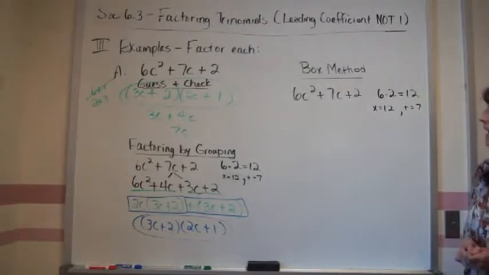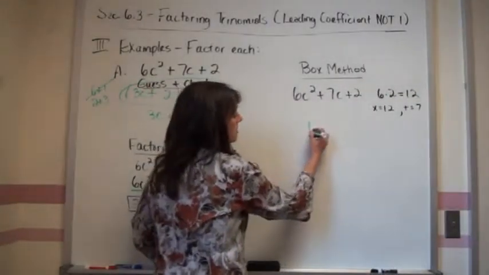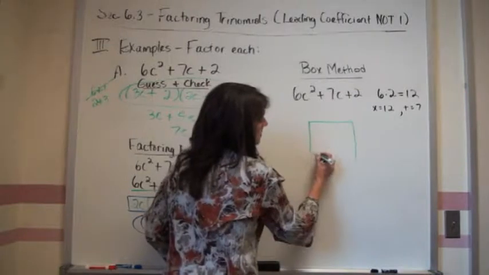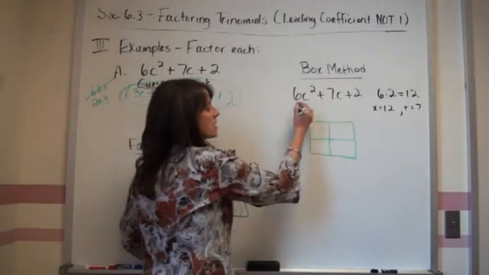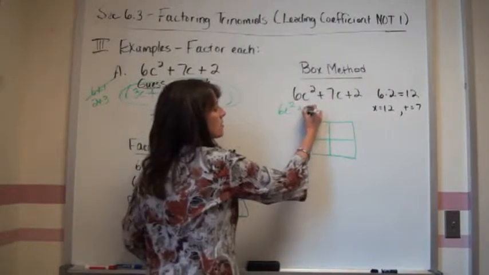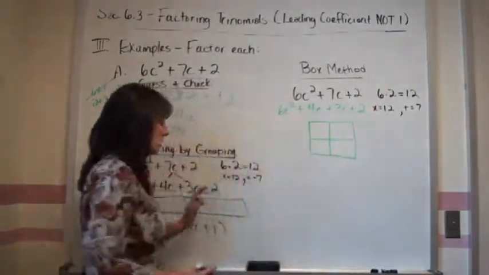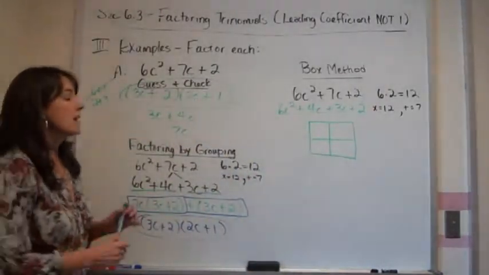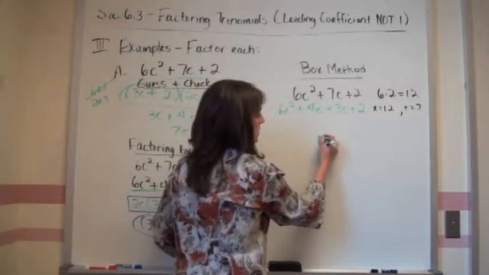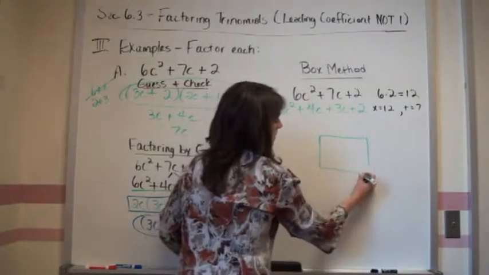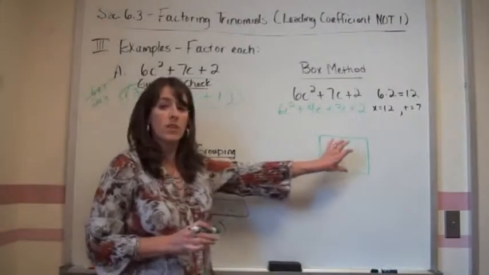But how the box method handles that situation is it creates a box. Where this 7C gets split up as a 6C squared plus a 4C plus a 3C plus 2, just like we did in the factoring by grouping, it handles it a little bit differently. Let me move my box down here to give myself a little more room. It takes those 4 terms and puts them within the box.